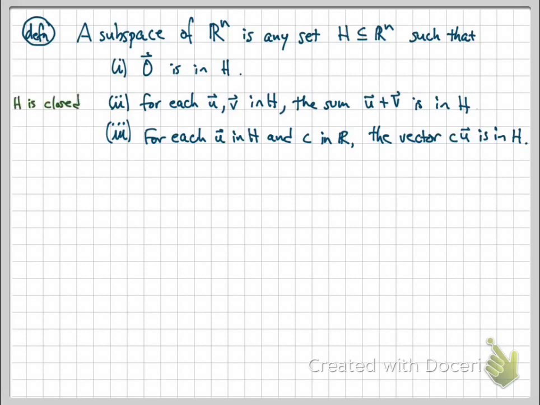So this item 2 is often called being closed under vector addition. If I take two vectors in H, then the sum has to stay in H. The third one is often called being closed under scalar multiplication. So if I take a vector in H and a scalar, then the scalar multiple also has to be in H.